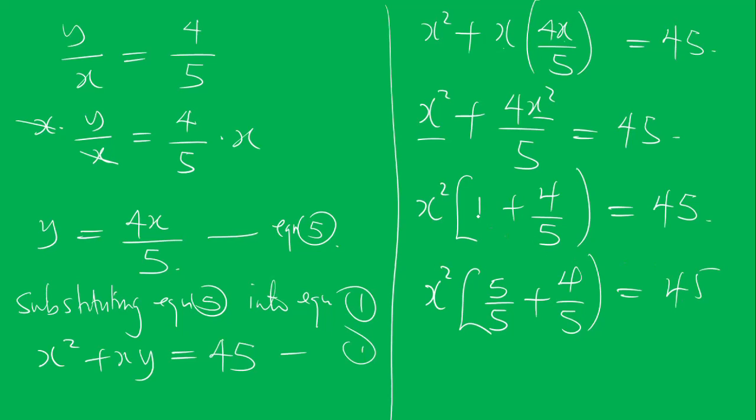So now you see 1 is the same thing as 5 all over 5. I use 5 all over 5 because the denominator is 5. Since the denominator is the same, you just add the numerators. So you say 5 plus 4 is 9 all over 5, which is equal to 45. Now you have x squared times 9 over 5 is equal to 45.